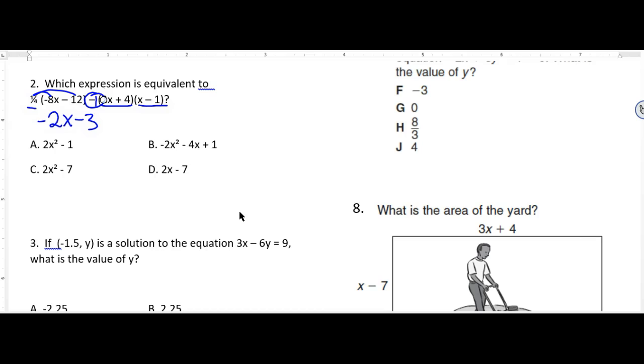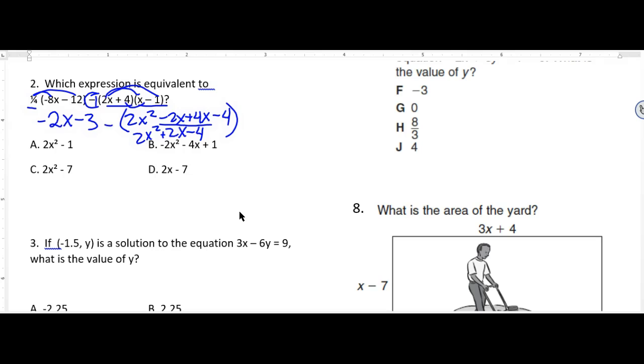So when I FOIL here, 2x times x is 2x squared. 2x times negative 1 is negative 2x plus 4x minus 4. But all that has to be combined like terms there. I have negative 2 and positive 4 gives me positive 2x. So I'm running out of room. 2x squared plus 2x minus 4.